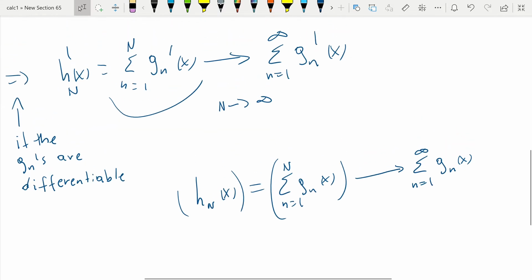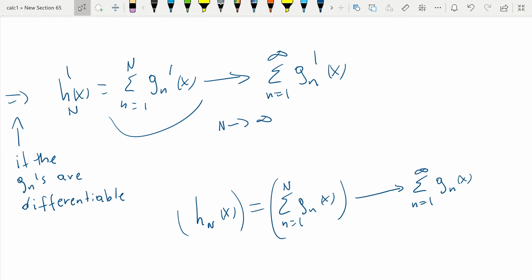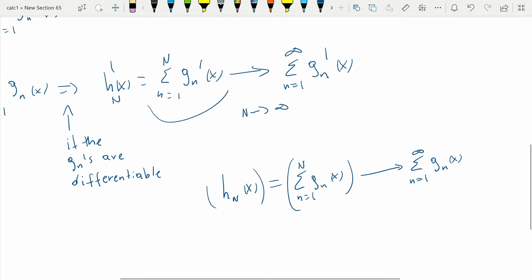And so the whole point is, we know here at the capital N level, we can take derivatives and we can pass the limit. The question is how to relate this with the derivative of h. Can we simply do this all the time?